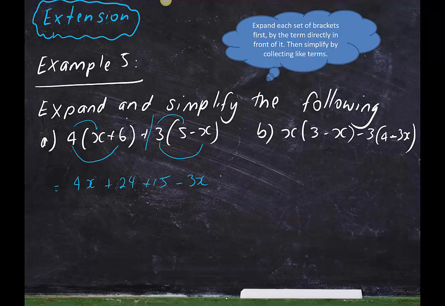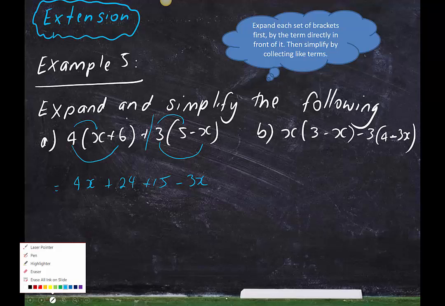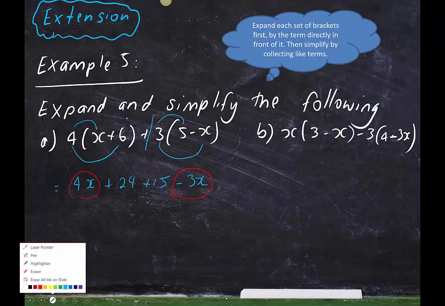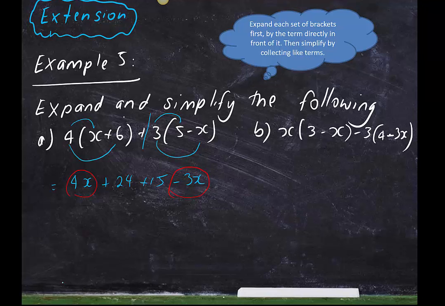Okay, time to collect our like terms. We've got here, let's just give it a different colour. We've got 4x and minus 3x. Okay, we've got also 24 and 15 are also like terms. So we've got 4 take away 3x. 4 take away 3 is 1. So we have 1x. Remember that 1 is invisible, so we just write down an x. And then we have 24 plus 15. So 24 plus 10 is 34, plus another 5 is 39. So that came down to a really simple answer.